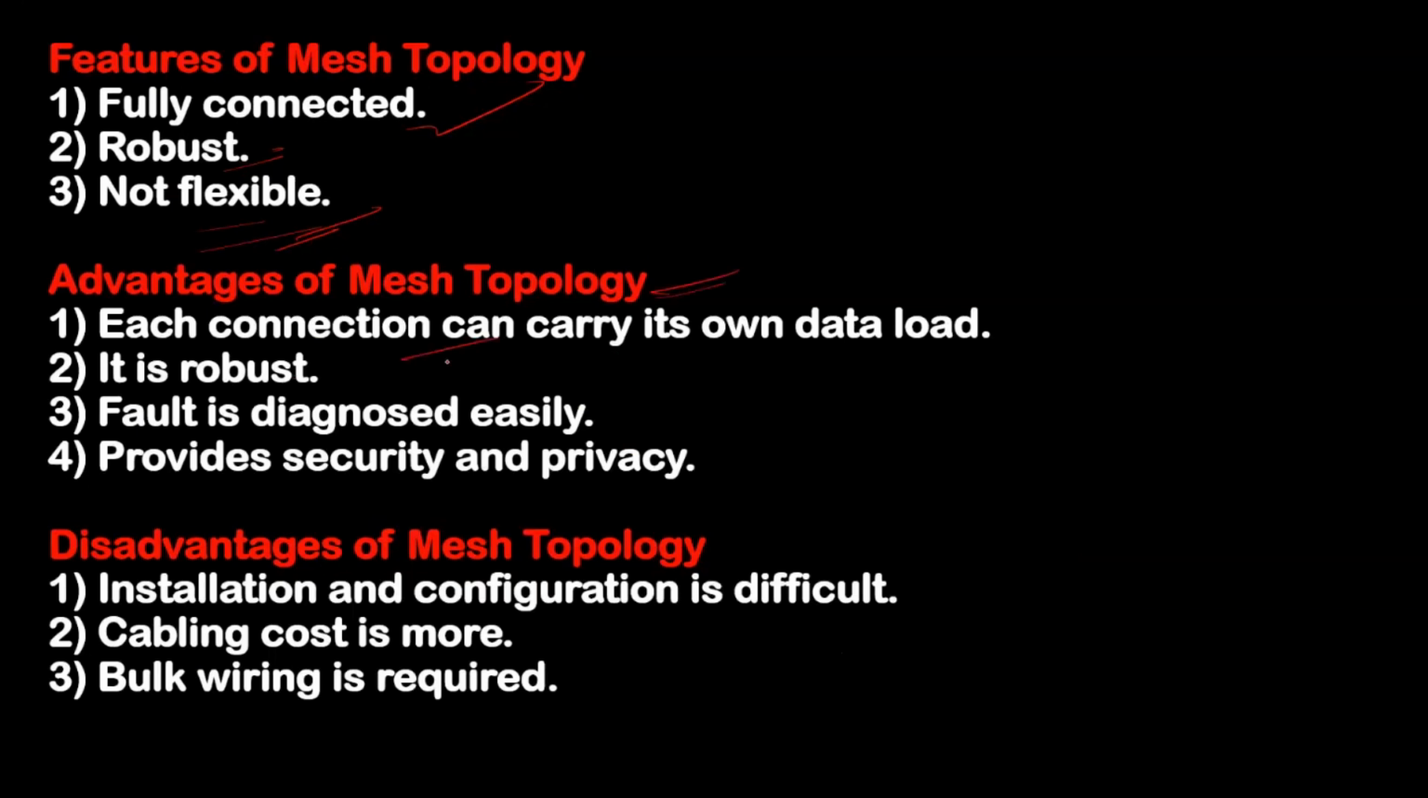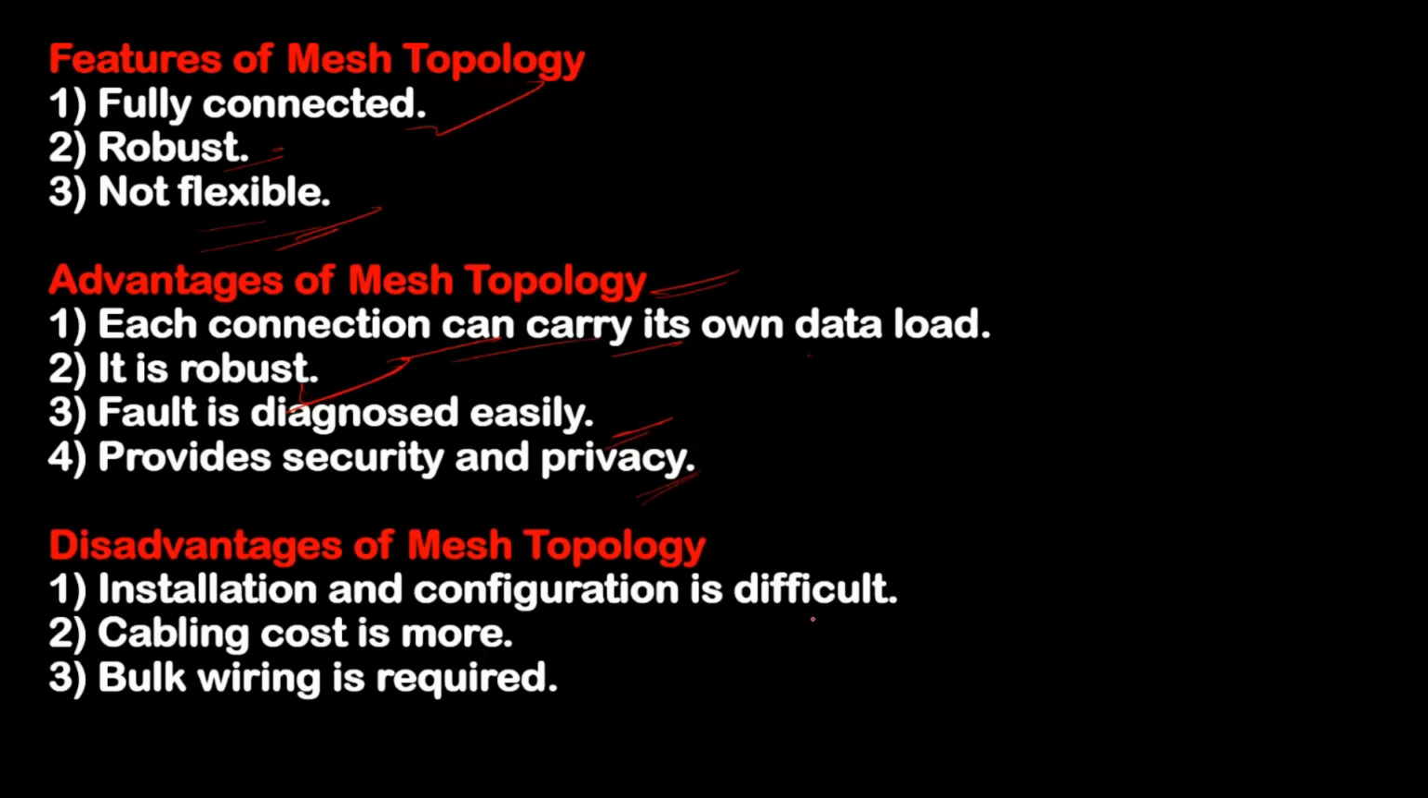Advantages. Each connection can carry its own data load. That means it works like a switch. If you don't want to use a switch, then you can use this type of topology. In earlier days when the switch was not invented, we used this type of topology. But nowadays we have the switch, so we are not using mesh topology. It is robust. Faults can be diagnosed easily. It provides security and privacy. As we discussed, it works like a switch, so it will not broadcast your signal. It will only unicast your signal, so it provides you security and privacy.